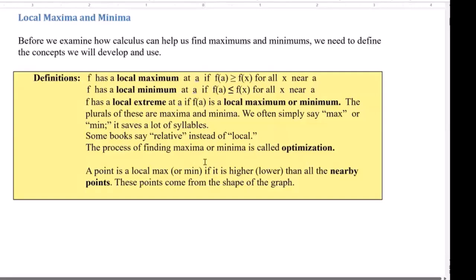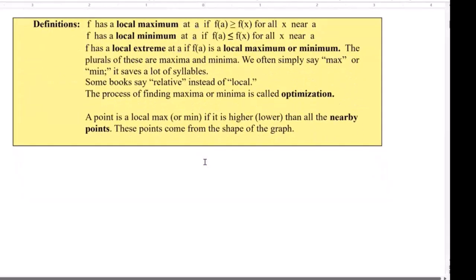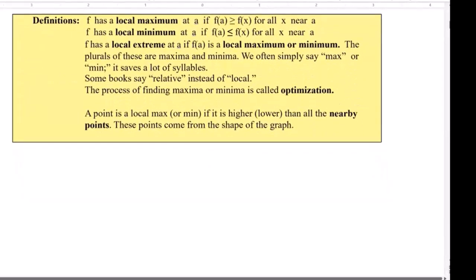Okay, so f has a local minimum at a. When you want to read definitions, the best thing to do is really kind of draw it out. So let's draw a graph. And so if we have a local maximum at a, if f(a) is greater than f(x) for all x near a.